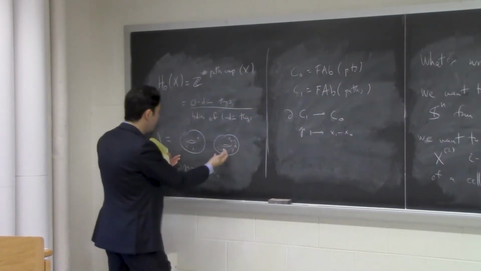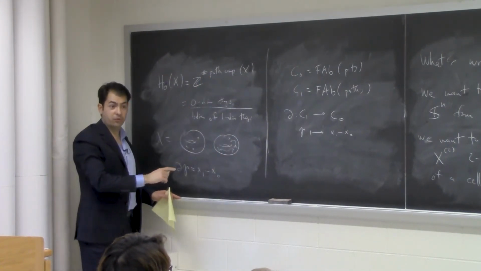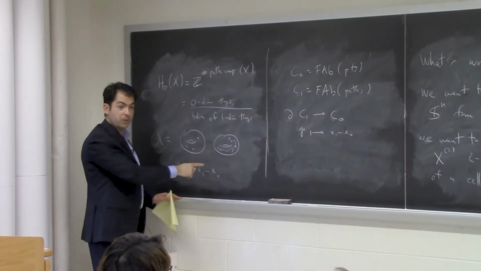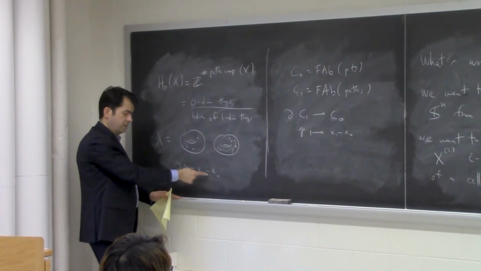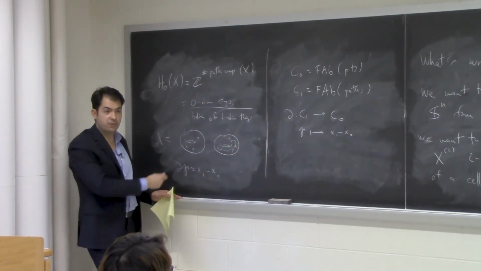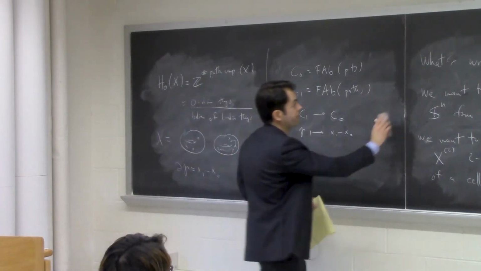And then you can see that you are going to get Z to the number of path components. Right? Because when are 2 points going to be equivalent? Well, 2 points are equivalent if there is a path joining them. Right? Because then the difference appears as a boundary.